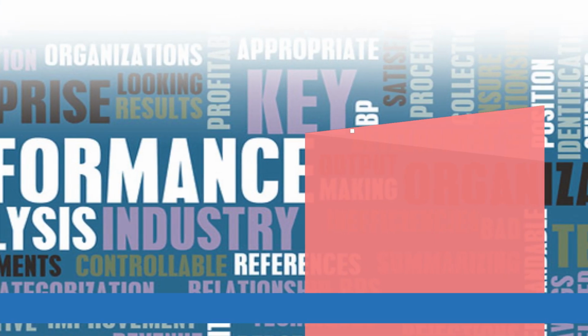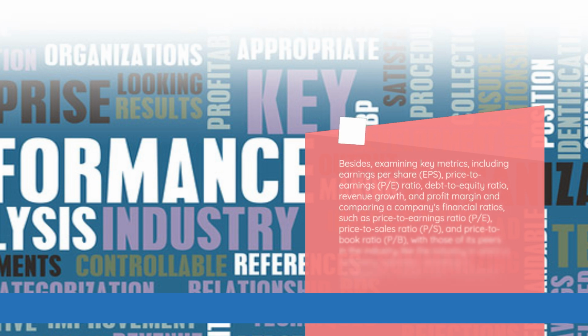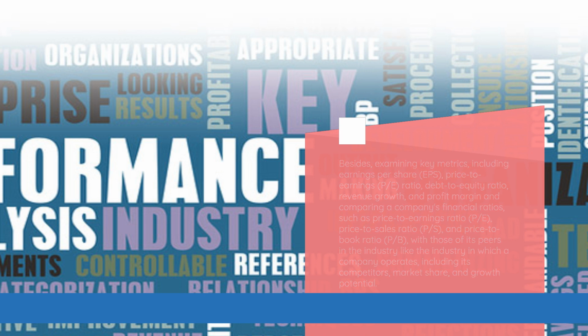Besides, examine key metrics, including earnings per share, EPS, price to earnings, PE, ratio, debt to equity ratio, revenue growth, and profit margin, and compare a company's financial ratios, such as price to earnings ratio, PE, price to sales ratio, PS, and price to book ratio, PB, with those of its peers in the industry in which a company operates, including its competitors, market share, and growth potential.